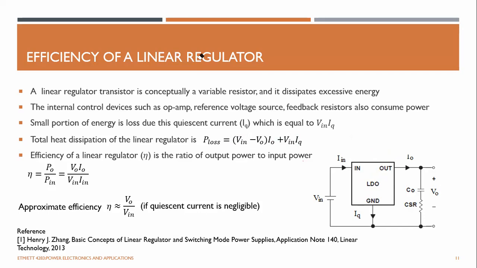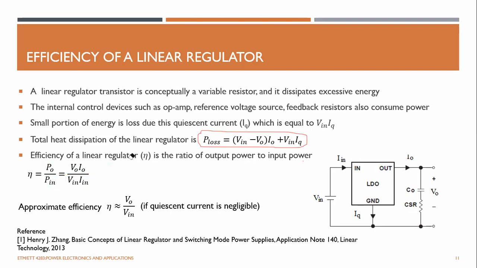The efficiency we can simply find as the ratio of output power to input power. The output power is the power that you have taken from your load, that is the output voltage times the output current. This is your load power, or desired power, and this is your input power, that is this voltage times this current. If you have more losses in your linear regulator, the efficiency goes down. If the losses can be minimized, you can have a more efficient system.